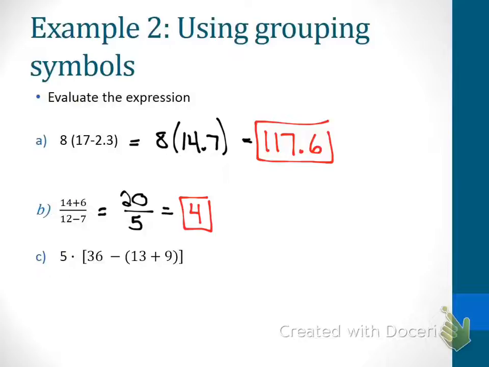All right, now in the last one, I have brackets and parentheses. Which one do I do first? Parentheses. Do what's in the parentheses first and then work your way out. So 13 plus 9 is what? 22. So I've got 5 times 36 minus 22. What's 36 minus 22? 14. So 5 times 14 is what? 70. And that's my answer.